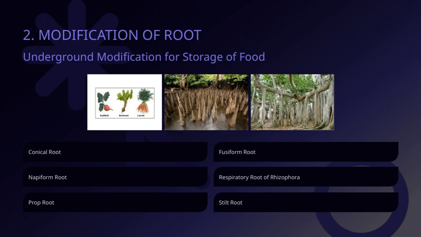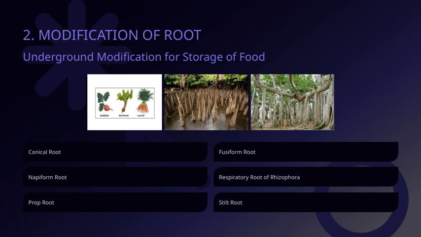The prop root is another fascinating adaptation. These roots grow from the stem and help stabilize the plant, especially in windy or unstable soils. Then there's the napiform root, which is rounded and bulbous, typically used for storing large amounts of food. Similarly, the conical root has a cone shape, also often involved in storage functions.